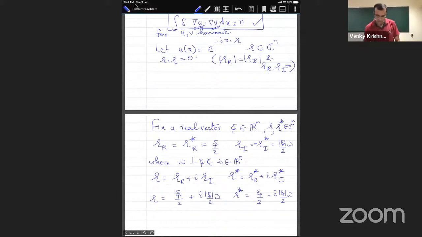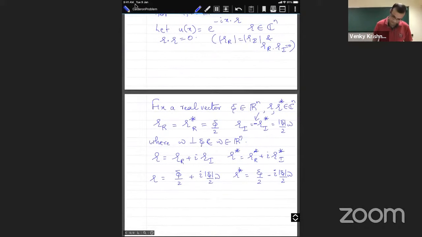Okay, so I want two different vectors. Therefore, I introduce this minus sign. Initially I forgot this minus sign. So now you see that the length of the real part is the same as the length of the imaginary part. And because omega is chosen perpendicular to c, the real part dot the imaginary part is equal to 0.